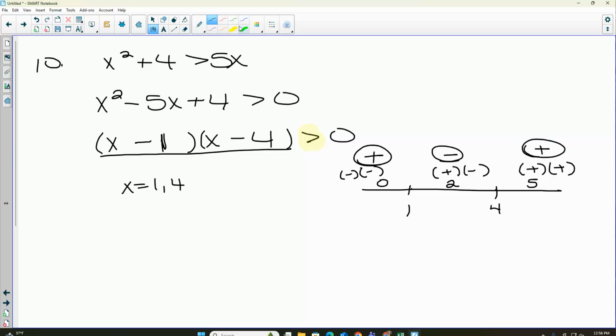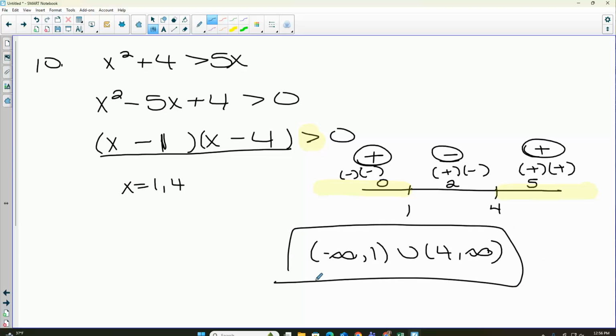All right, we wanted greater than 0, so we want the positives. So we want these sections. It wasn't equal to, so all parentheses. So it'd be negative infinity to 1, union 4 to infinity. So anytime your problem has an inequality, you should have an interval at the end.